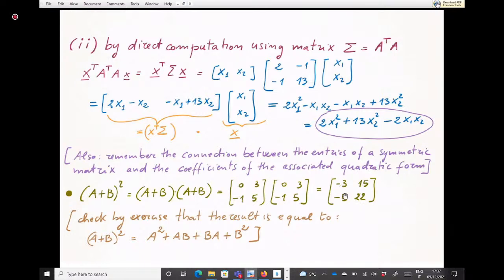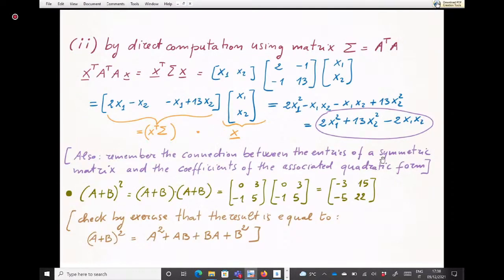Okay, -3, 15, -5, 22. You can check by exercise that the result of this squared is equal to the square of A plus the square of B plus AB plus BA. Of course, it is not equal to A squared plus 2AB plus B squared, as for numbers, just because AB is not equal to BA for matrices. So if you want to check your result, just compute A squared, B squared, and these two products. One of them is already there because it was part of the exercise. Then you take the sum of all these terms and you should get this one again.